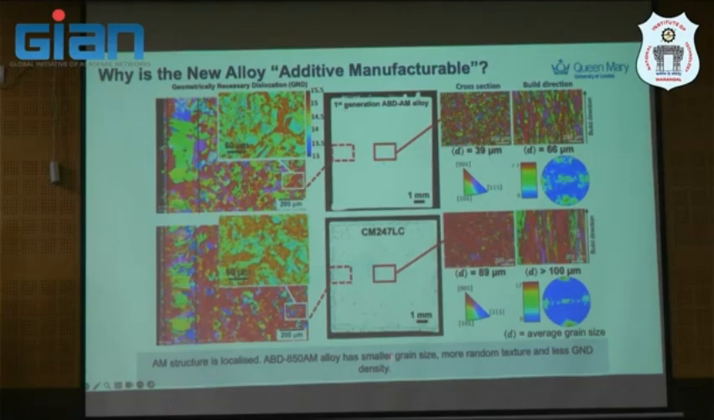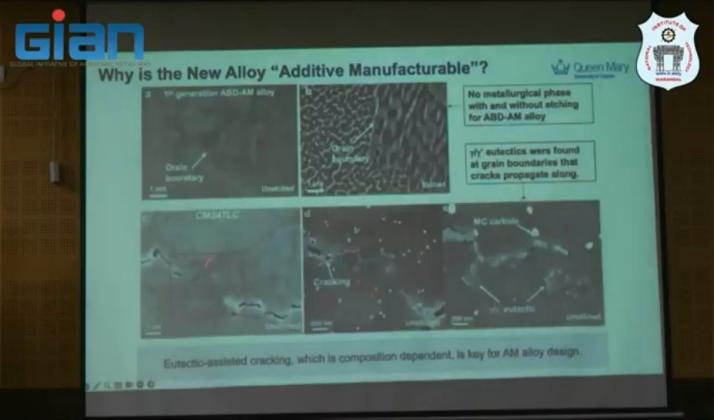That's what we want to say. Grain size in the new alloy is smaller, and the random texture, which is actually better than columnar grains, is preferred. And then there is less geometrically necessary dislocation density in the material. This actually contributes to reducing the eutectic cracking. That's why I'm asking you about the carbide cracking.